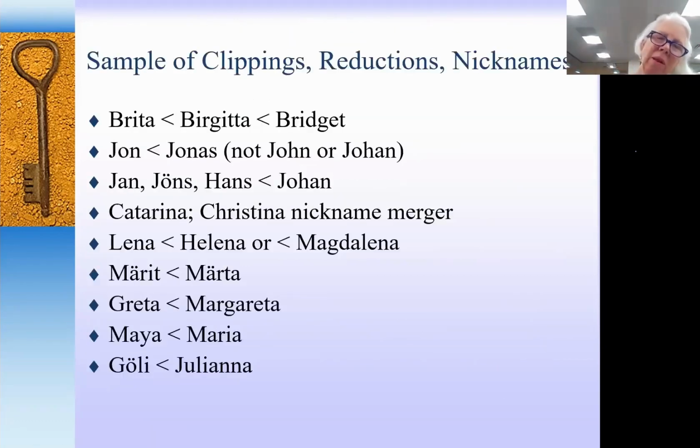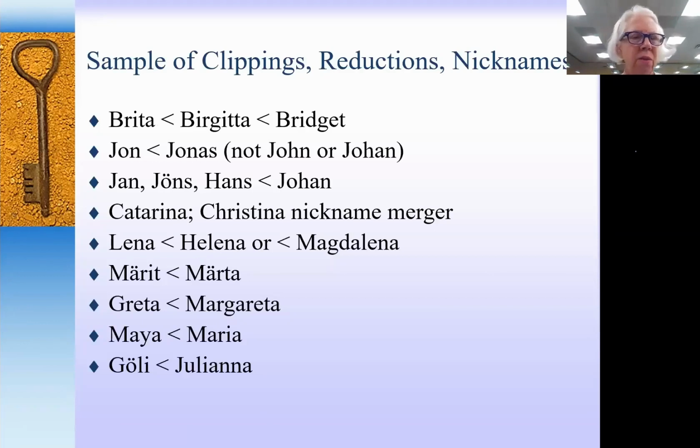So here's a sample of clippings, reductions, and nicknames that can affect the naming pattern. Brita, as I mentioned earlier, comes from Birgitta, which comes from Irish Bridget. And Bridget was a Celtic goddess of family and fertility and much esteemed. And then one of the female Christians was named Britta, and she became a saint, a very, very popular saint in Northwestern Europe, in Scandinavia and the British Isles. And so Britta became one of the top names in Sweden with all sorts of spelling variations.